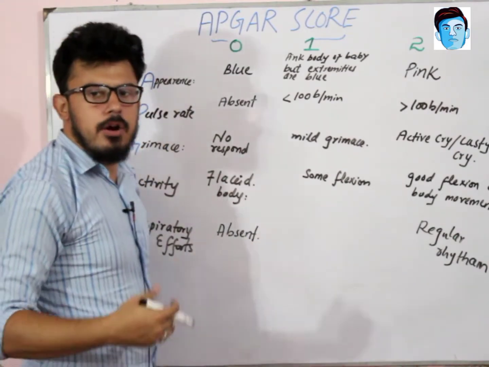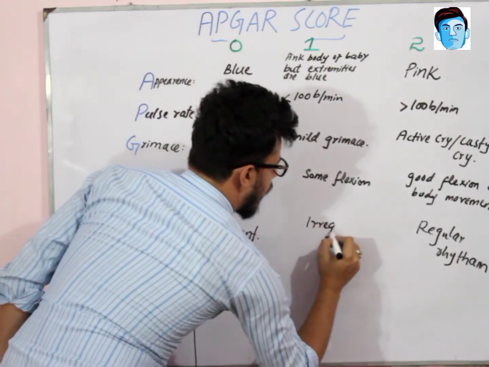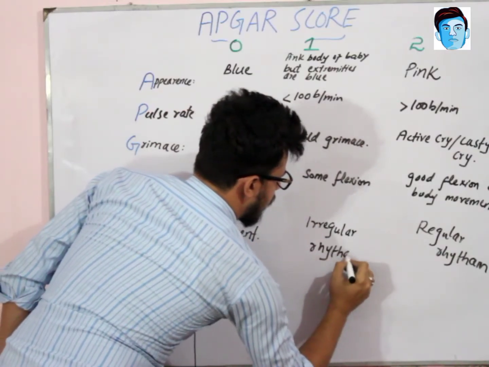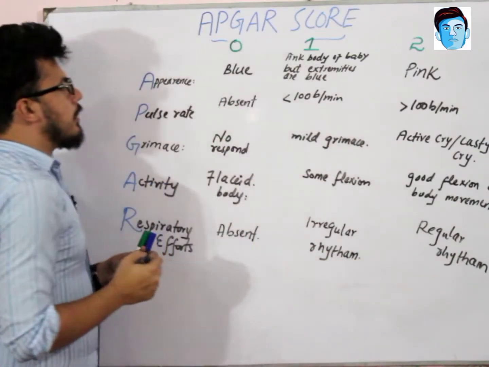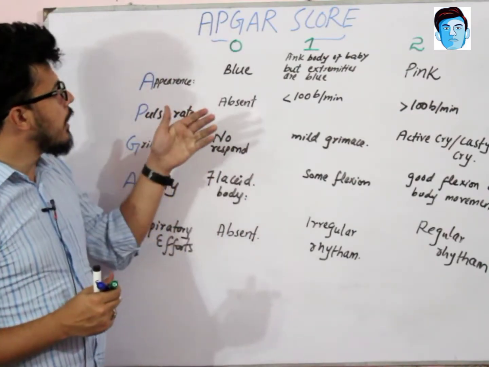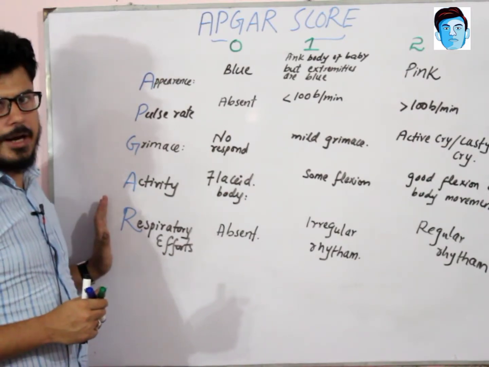And if there is irregular rhythm, that will be an intermediate condition. So this is all about the APGAR scoring. I repeat, APGAR scoring has 5 components: appearance, pulse rate, grimace, activity, respiratory efforts.